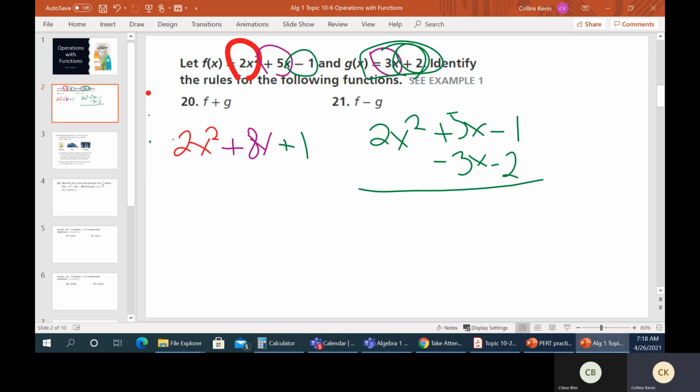So then we'll do the same thing. We just add them column by column, nothing to add to here. So it stays 2x squared. Then we've got 5 minus 3, so it's going to be plus 2x. And then minus 1 minus 2 more is minus 3. And that's it. Questions on that? Easy peasy, right? Cool. All right, let's check out a few more.